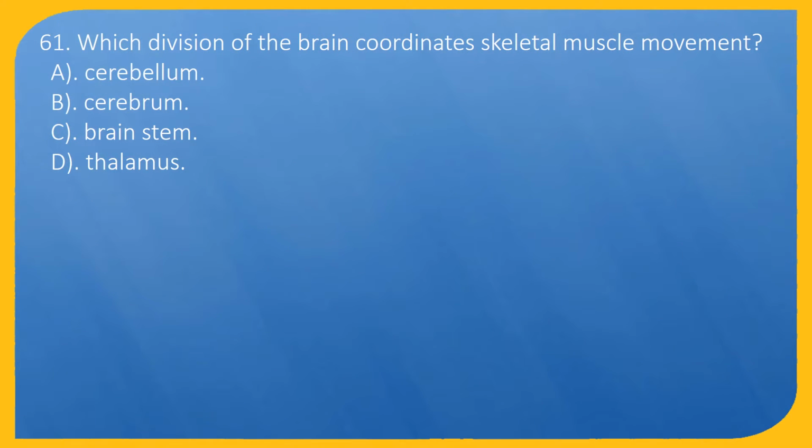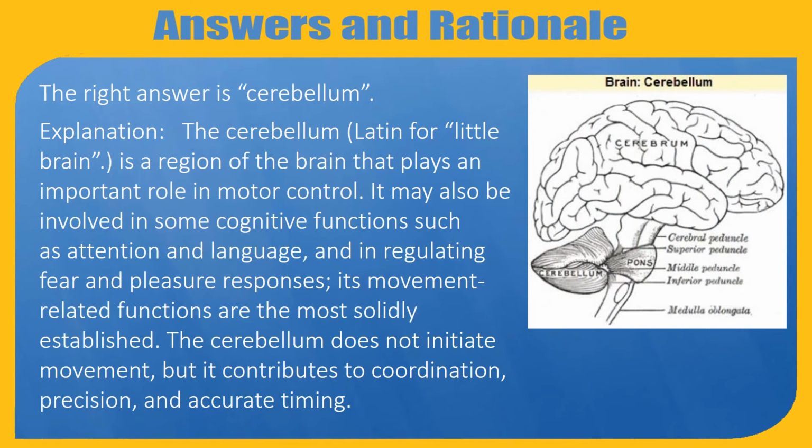Question 61. Which division of the brain coordinates skeletal muscle movement? A. Cerebellum. B. Cerebrum. C. Brainstem. D. Thalamus. The right answer is cerebellum.